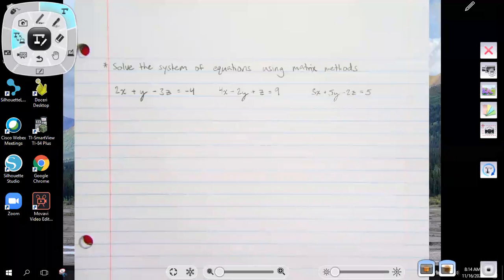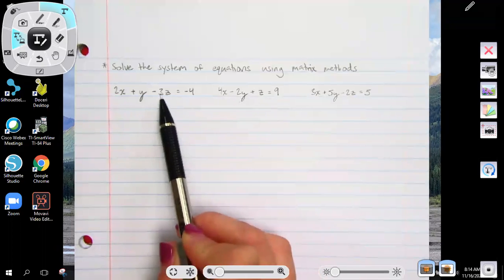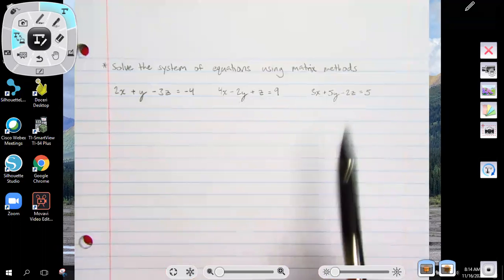Okay, so we have three equations. Each of them have x, y, and z, and we're going to use matrix methods to solve. So just like before, each one of these equations becomes a row in our matrix. So we're going to have three rows in our matrix this time.